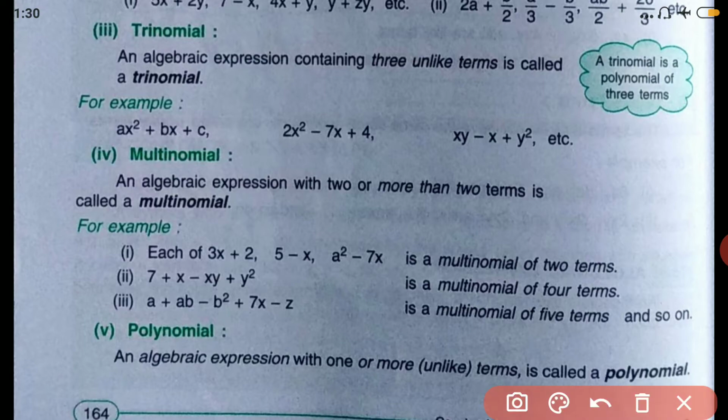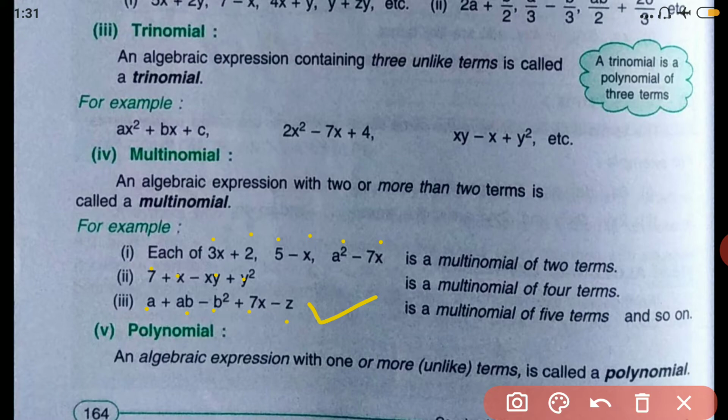For example, here we are having two terms, so these are all binomials. They are also known as multinomials. Here we are having 1, 2, 3, 4 terms, so it becomes a multinomial. And here we are having 1, 2, 3, 4, 5 terms, so it also becomes a multinomial. But the fact remains the same: the terms we are using in a given algebraic expression should be unlike terms. Now we are coming to the fifth category, which is polynomials.